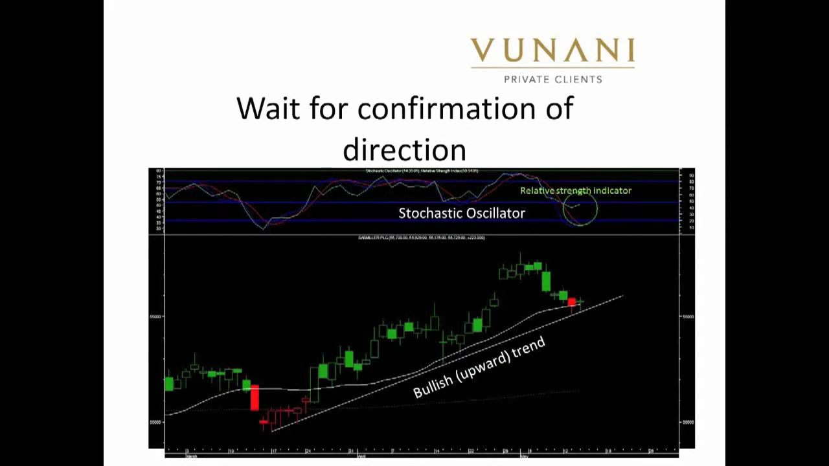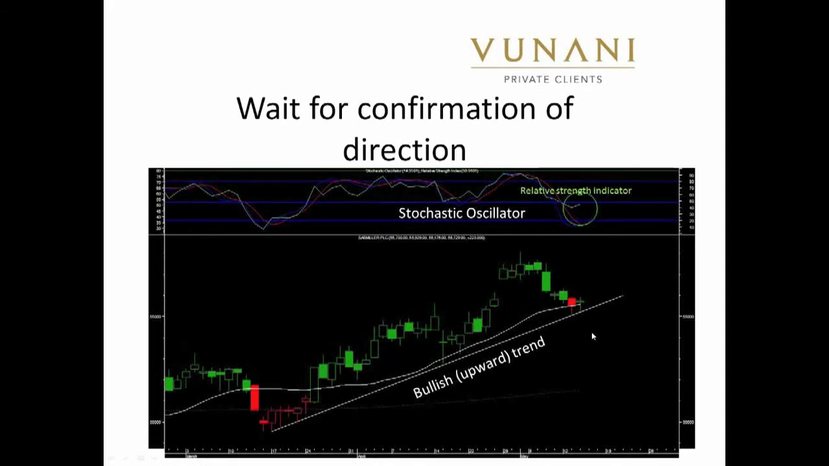Then we get to confirmation of direction. Guys, again, technicals is a visual interpretation of what's going on with an instrument and its price. Quite easily we can see visually that the trend is bullish, or upward moving. This is what we want to see when we want to get into an investment.